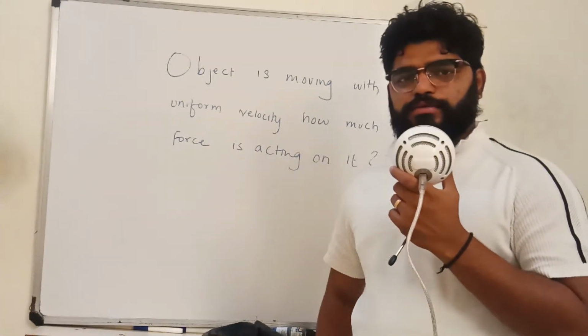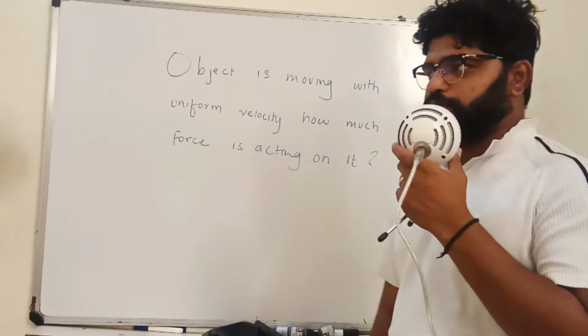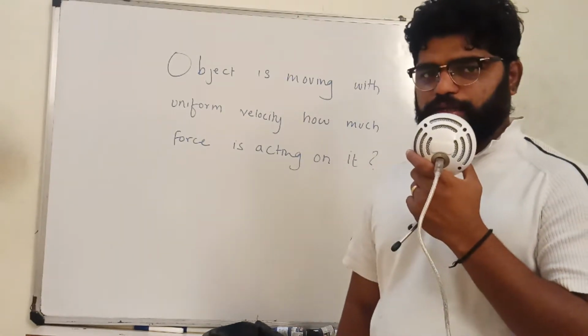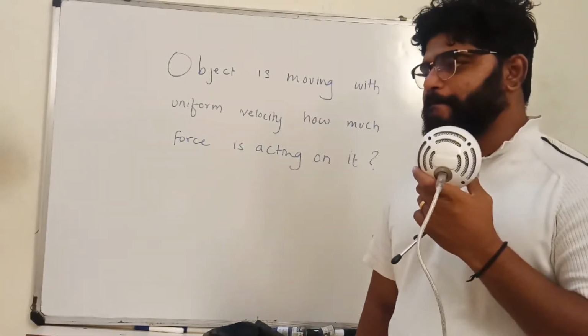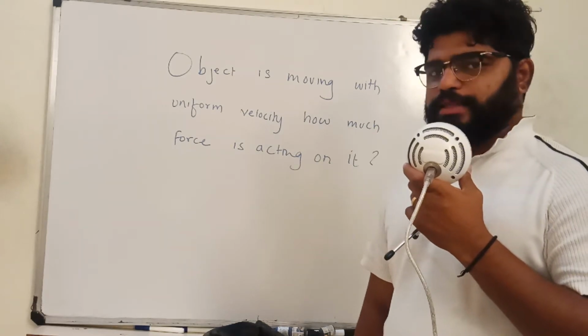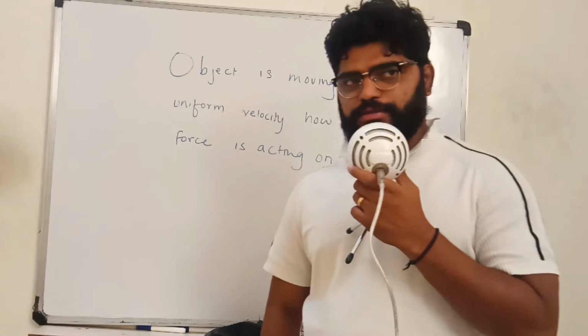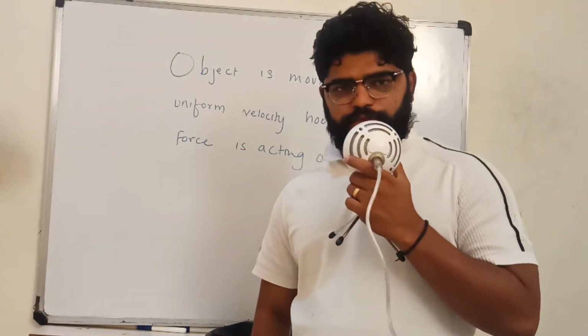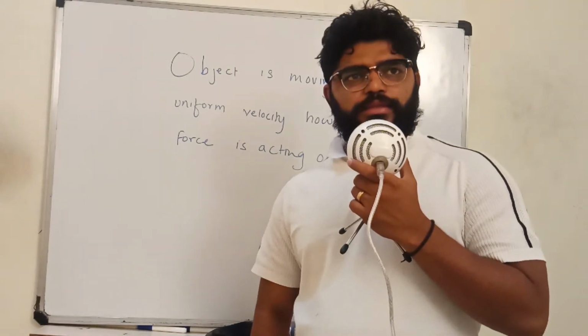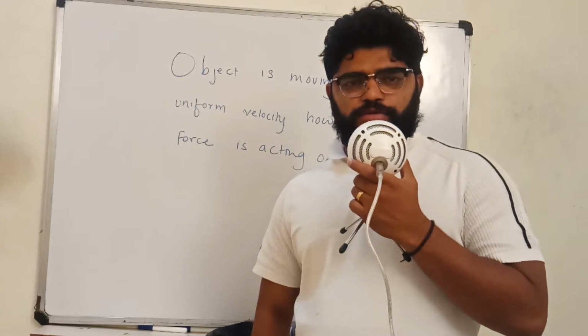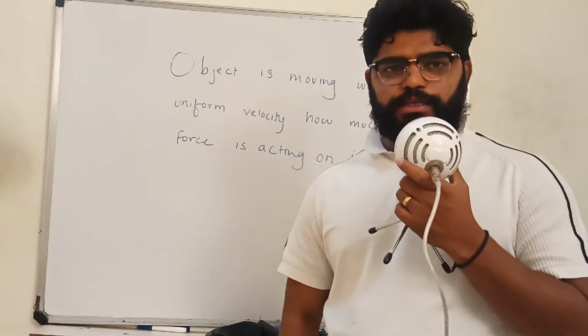In the last video there was a complaint about the question not being clear, so I have written it a little bigger. And the question is like this: if an object is moving with a uniform velocity, then how much force is acting on that object?